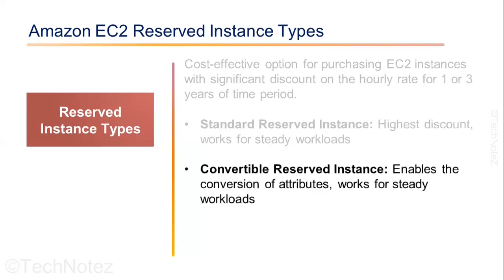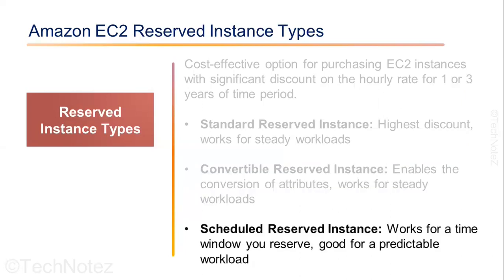Convertible reserved instances. Convertible reserved instances allow customers to convert some of the attributes to a different instance type of equal value, making it a good option for steady workloads. Scheduled reserved instances. Scheduled reserved instances are ideal for workloads that are predictable but not steady. For example, during weekdays, for a specific period of time, you are going to have a lot of usage and you want to get a reserved instance for that. The scheduled reserved instance type would work well in that case.